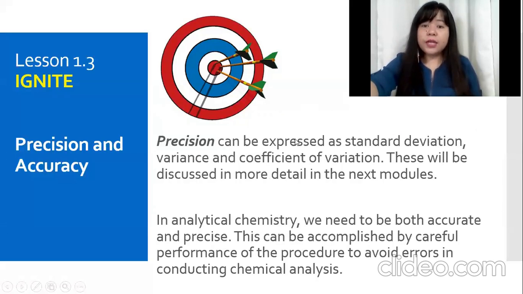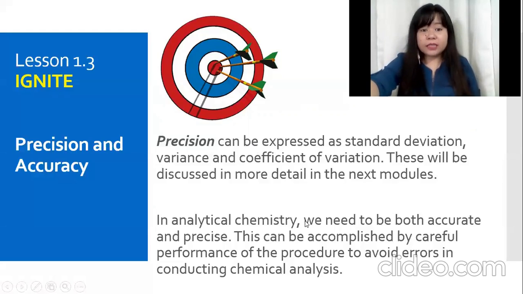So precision can be expressed in different ways, such as standard deviation, variance, and coefficient of variation. And that will be discussed in more detail in the next modules, because the discussion is going to be more extensive. So we will end there for precision. We will not go deeper into these for this module.